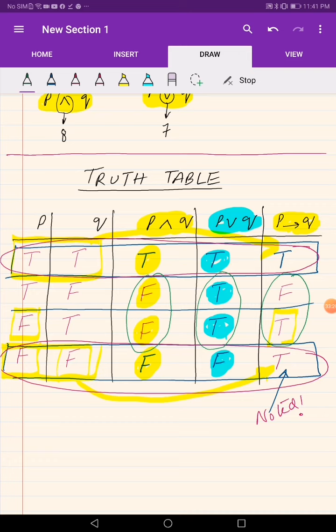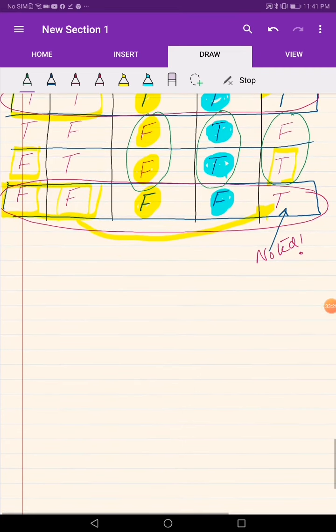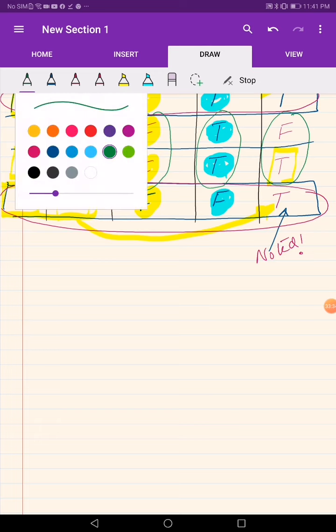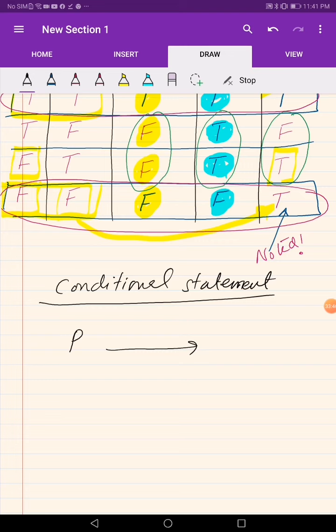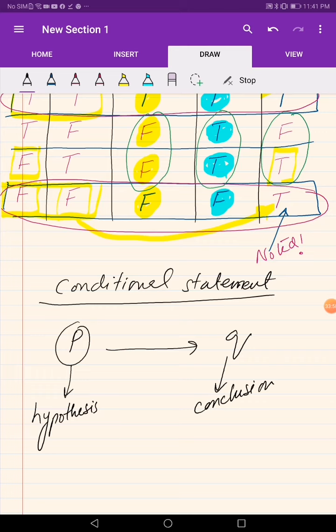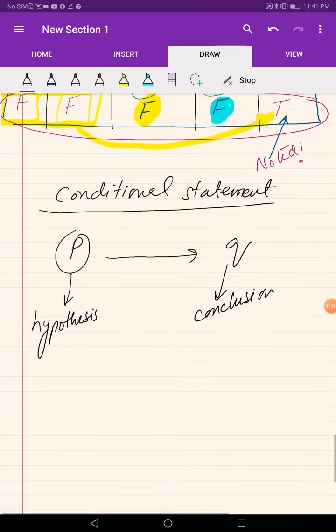In truth tables, I think when you solve more questions, then you can understand more about them. Last thing, guys, about the conditional statement. Let me explore it more. Conditional statement, as I said, P then Q. This P is called hypothesis, and this Q is called conclusion, right? So P is hypothesis and this is called conclusion.